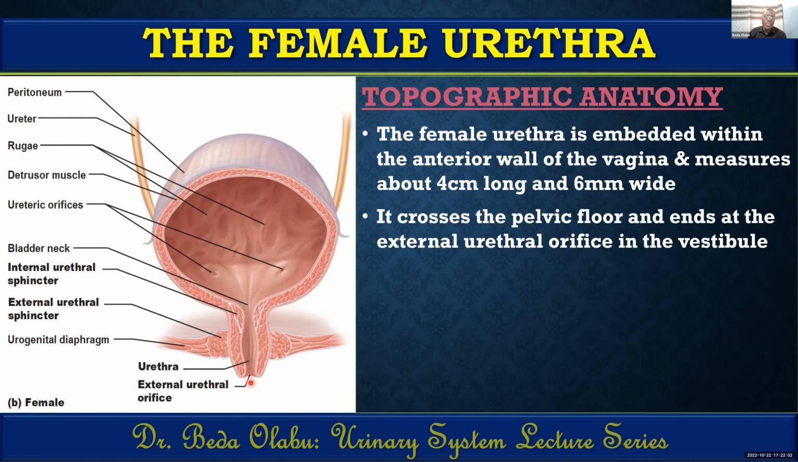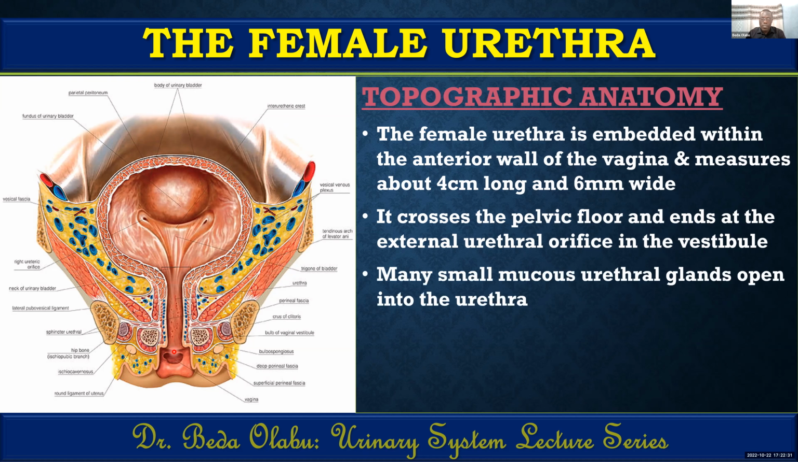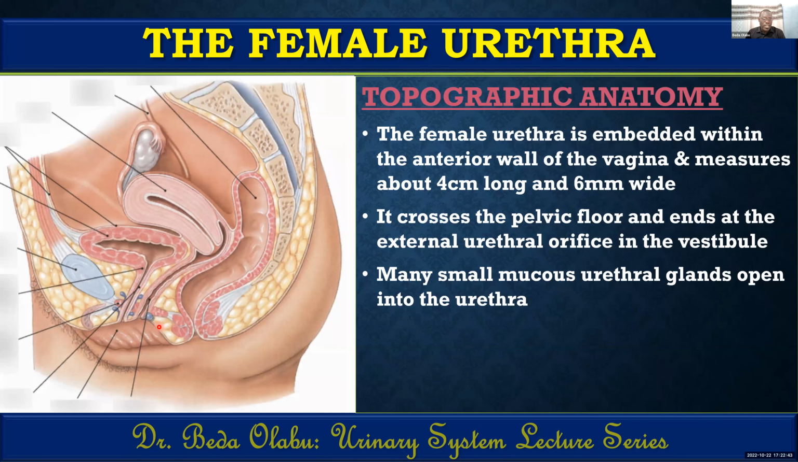As we can see, the female urethra crosses the pelvic floor and ends in the vestibule of the vulva. So if this is the vulva, the vestibule is there. The female urethra empties into the vestibule, usually at around the 12 o'clock position of the vestibule. That's where we have the opening of the female urethra. There are some small mucous urethral glands that open into the urethra as well. Tiny of them, many of them, as we can see in that particular image.